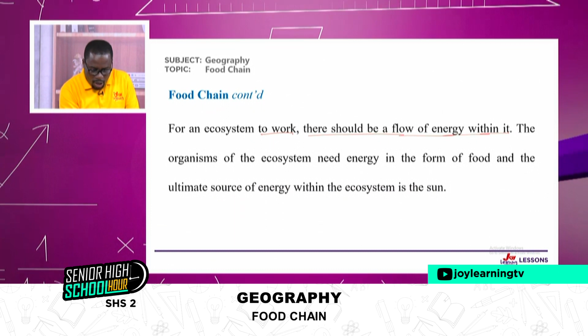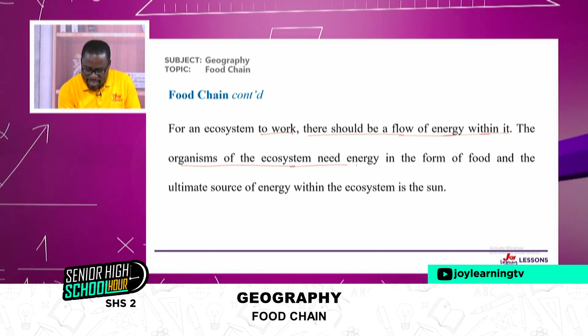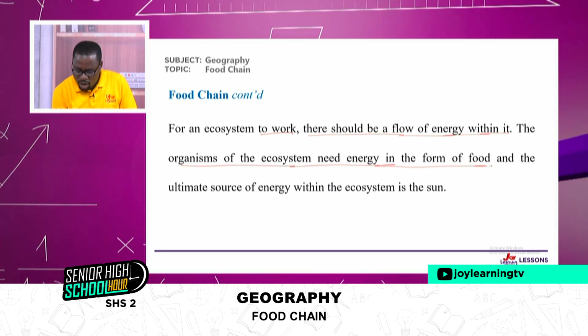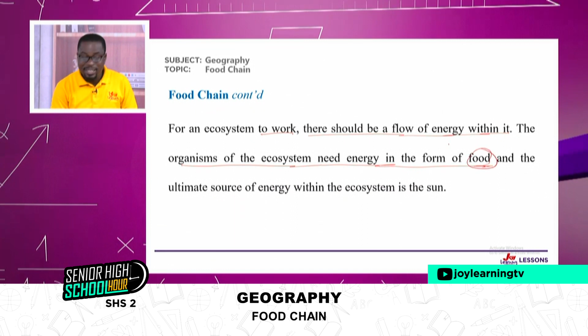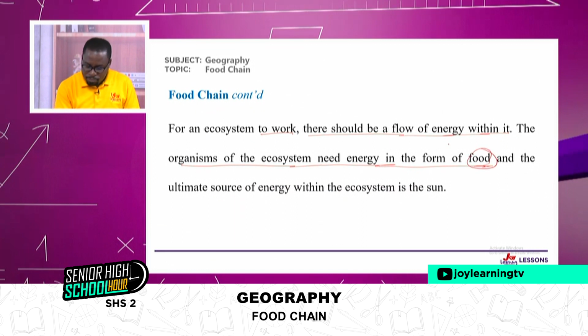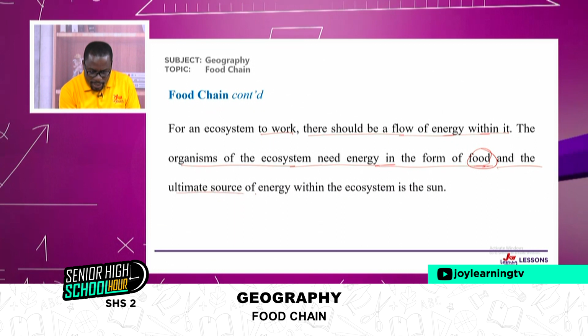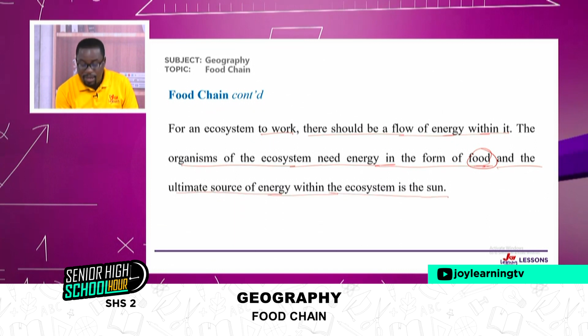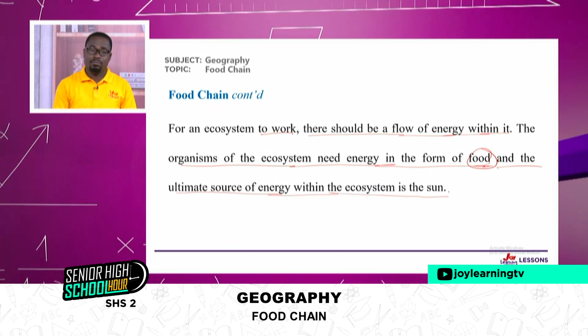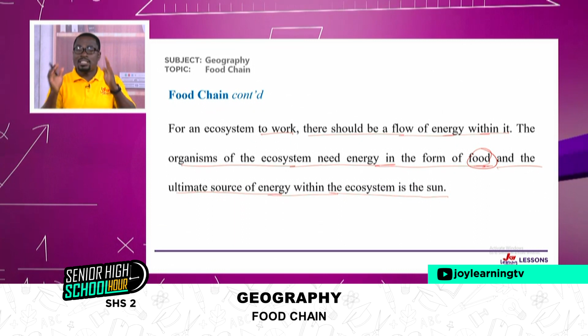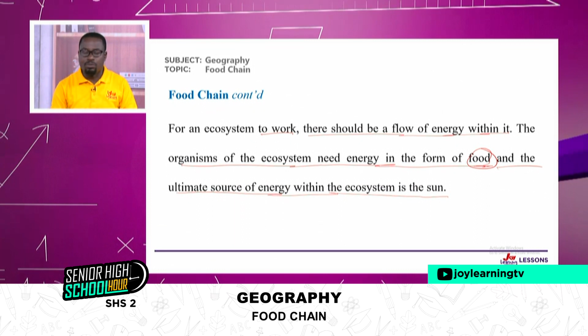So there should be a flow of energy. Now, the organisms of the ecosystem need energy in the form of food. And the ultimate source of energy within the ecosystem is the sun. The sun is the ultimate source of energy within the ecosystem.